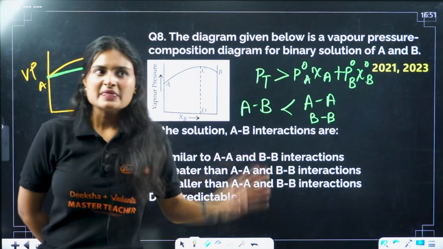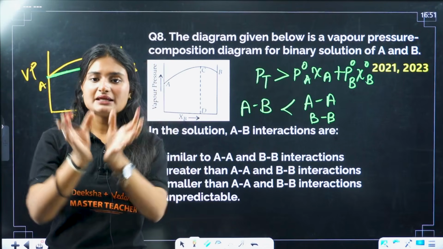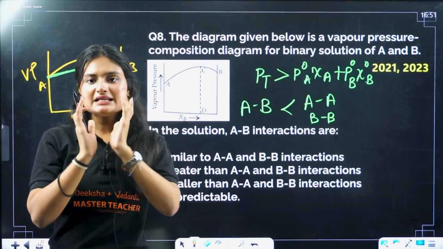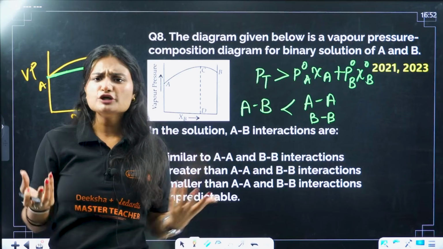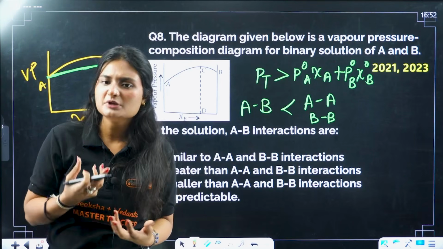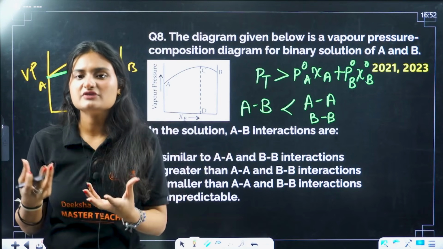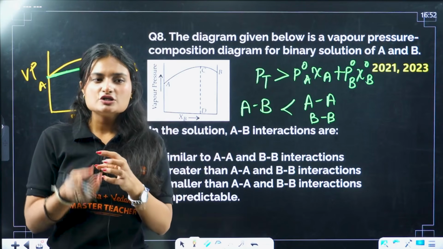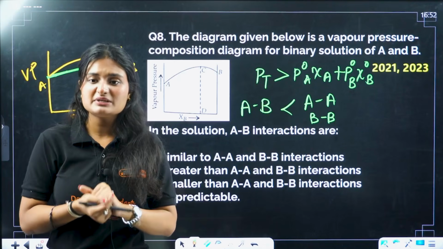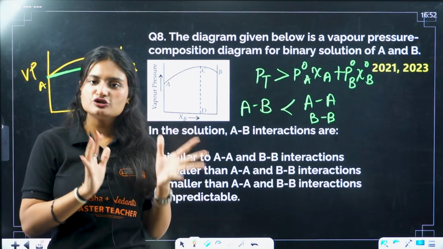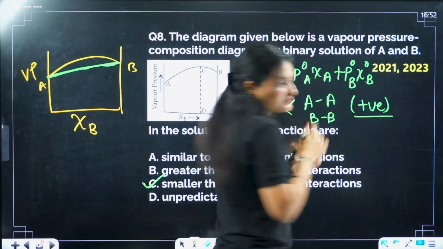This is directly related to vapor pressure. If you have an A solution and a B solution, and you mix them to make an AB solution, supposedly that solution has weaker interactions. Weaker interactions means it will boil off rather easily, right? It will have a higher vapor pressure than AA and BB. That is your positive deviation. Why? Because the forces are not strong, so even on a little bit of heating you will get the vapors. These show positive deviation from Raoult's law, okay.